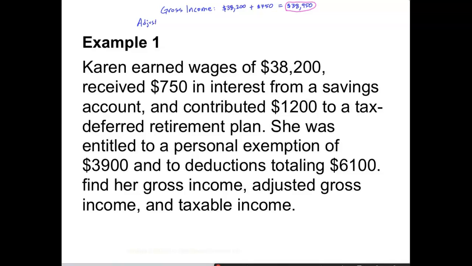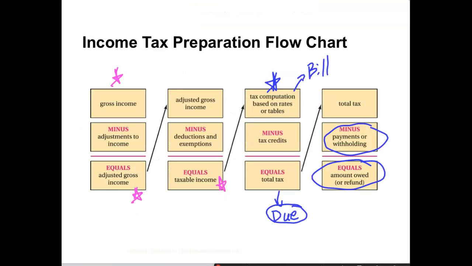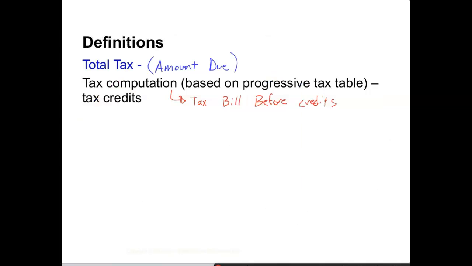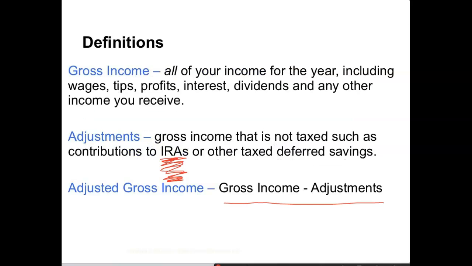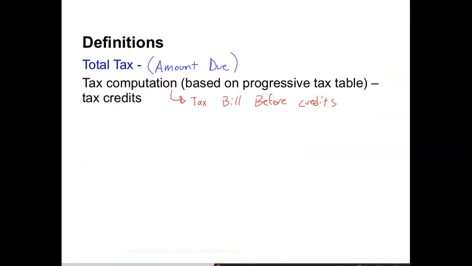All right, adjusted gross income. So let's go back and review what that is. It's just gross income minus adjustments. Remind you of what adjustments are: that's any income that's not taxed. So contributions to retirement accounts or other tax-deferred savings.